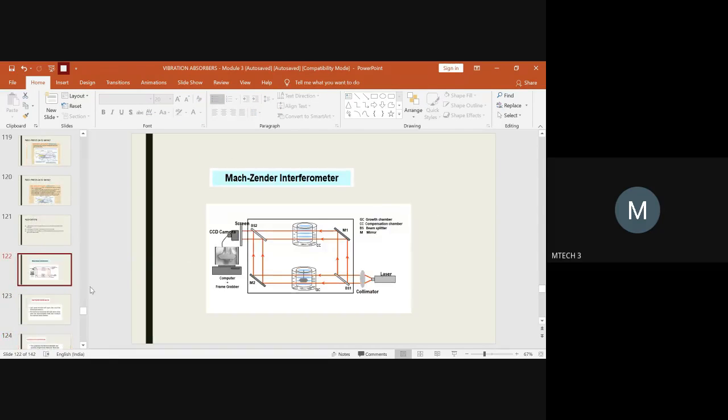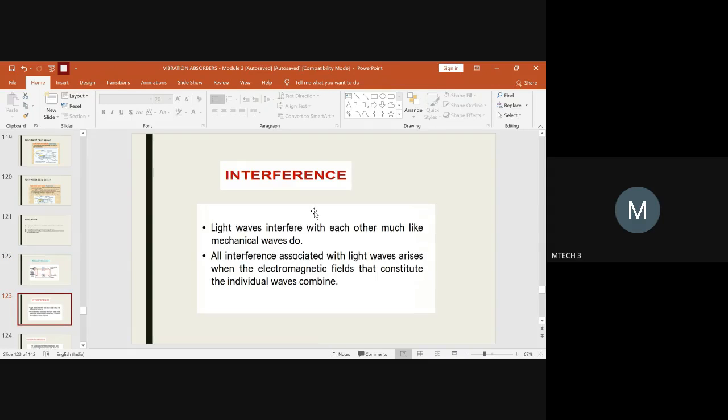So one more last type of sensor is the Mach Zehnder Interferometer. This is one more type of optical fiber sensor which is being used. To go with the Mach Zehnder Interferometer, you should know what you mean by interference. Can anyone let me know what you mean by an interference?